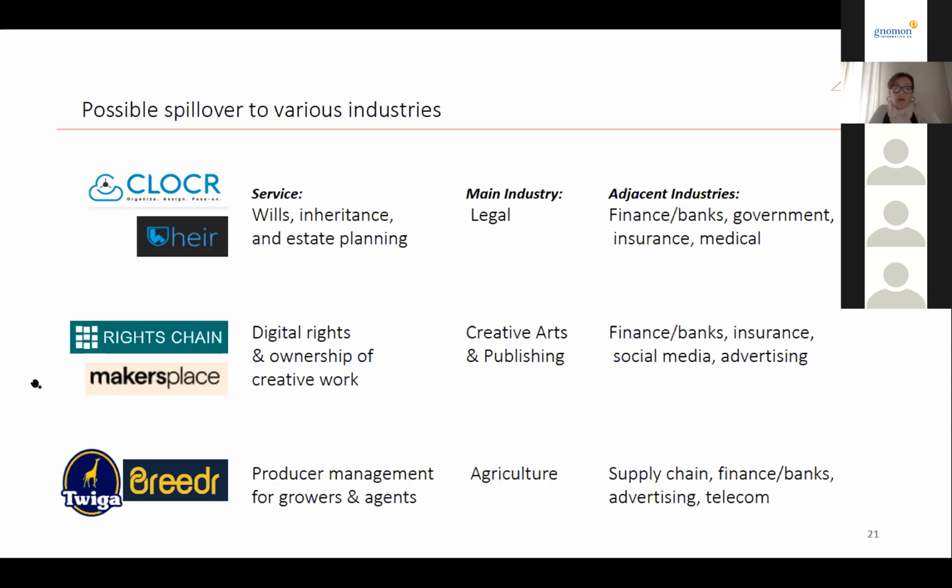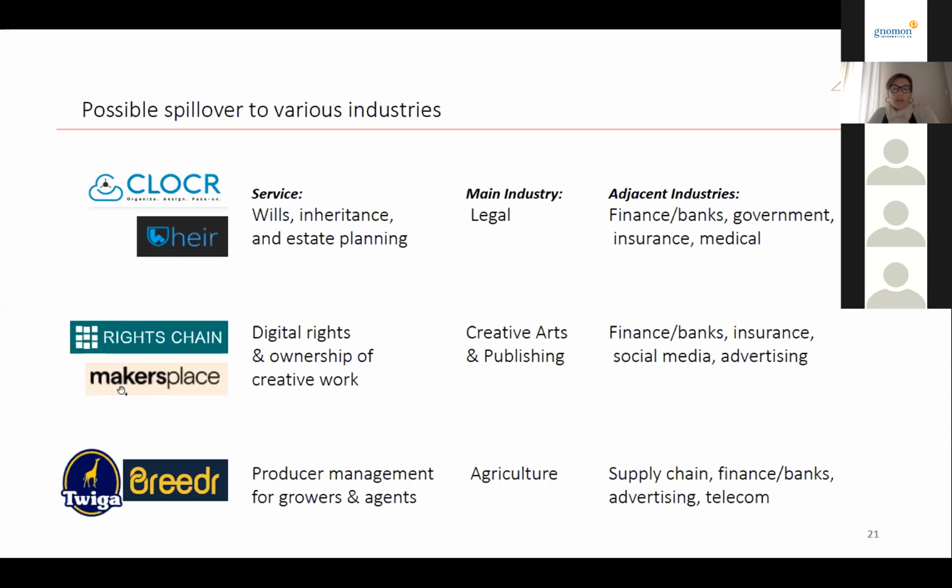DRM, Irakli just talked about Sony. Rights Chain and Maker's Place are startups that are working more towards individual creators rather than Sony's big conglomerate with a gigantic library. Rights Chain actually allows you to set up a copyright and track the use and the abuse, unfortunately, of your copyrighted work. They're particularly focusing on written work, publications, ebooks, and so forth, but it can work for any kind of creative work as well.